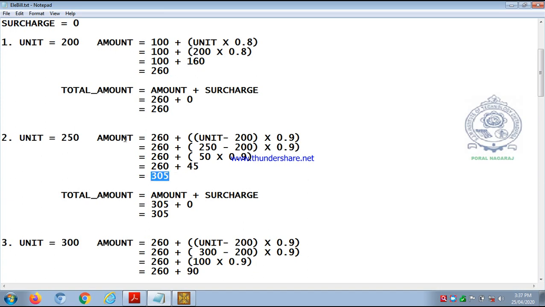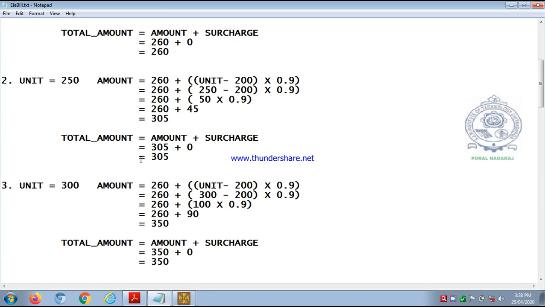Now we have to check whether this amount is greater than 400 rupees, because then we have to add a surcharge of 15% of the total amount. Total amount is equal to amount plus surcharge. The amount is 305, plus surcharge is 0. Why 0? Because 305 is less than 400, so no surcharge. So the total amount is 305 rupees. If our unit is equal to 250, the bill is 305.